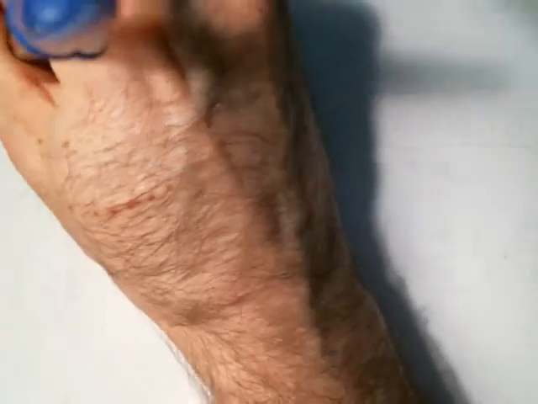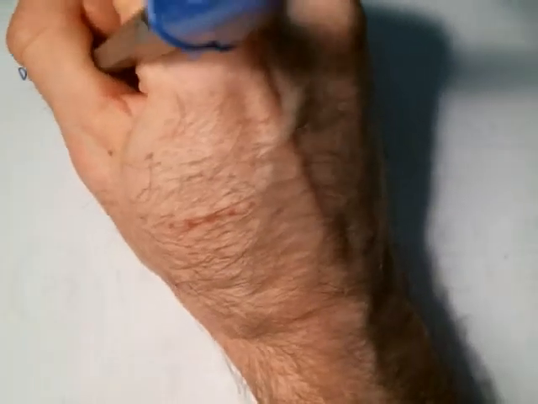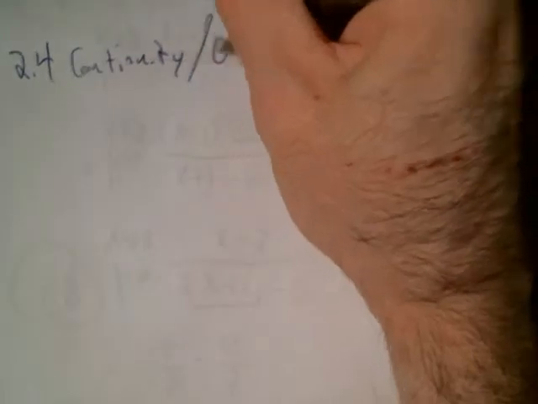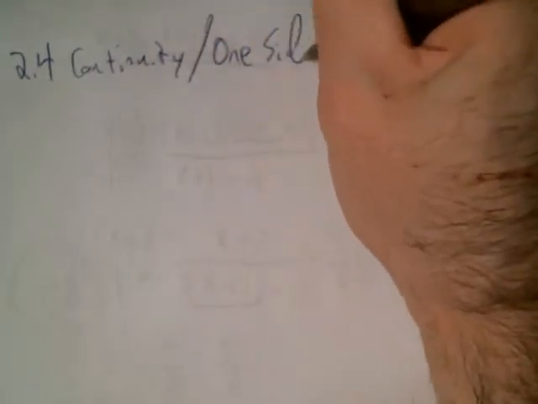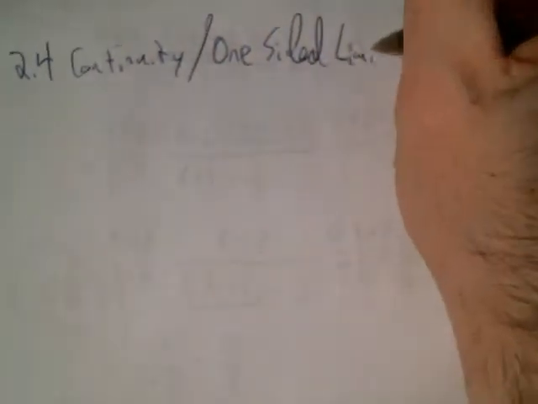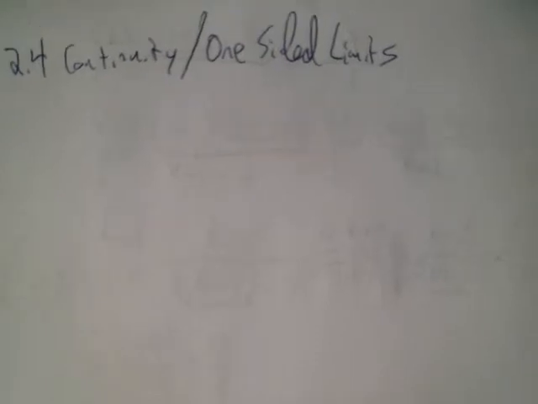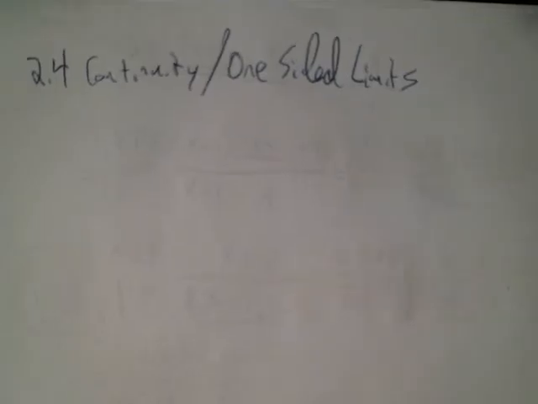Okay, welcome back. This is now 2.4. We're dealing with continuity and one-sided limits. So what is continuity? Well, you can think of it as being able to draw something without picking up your pen.